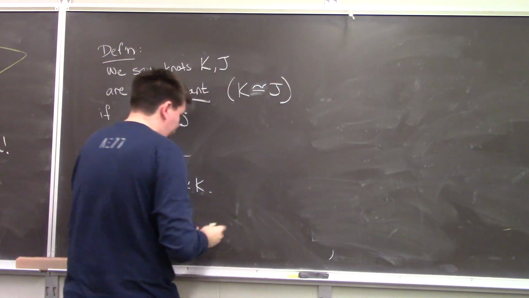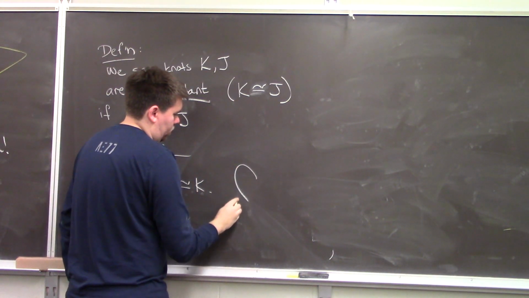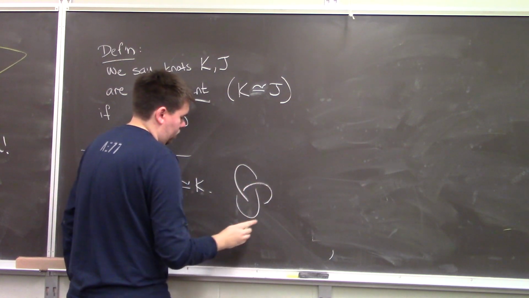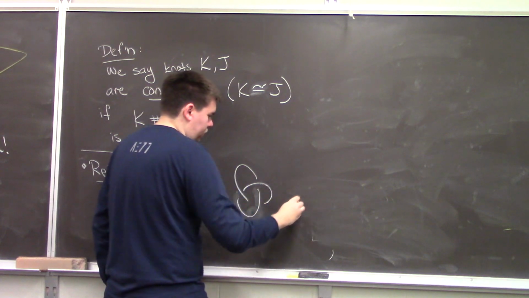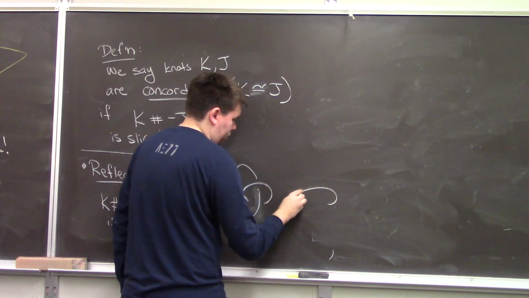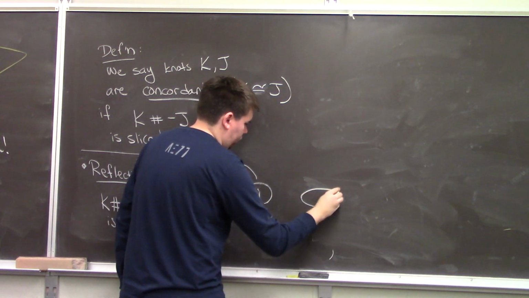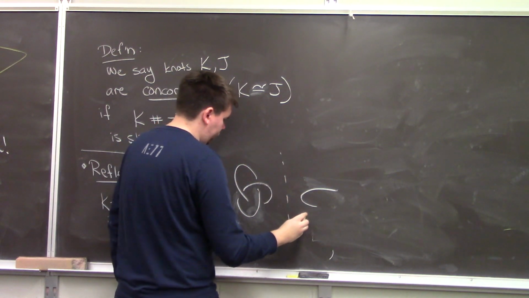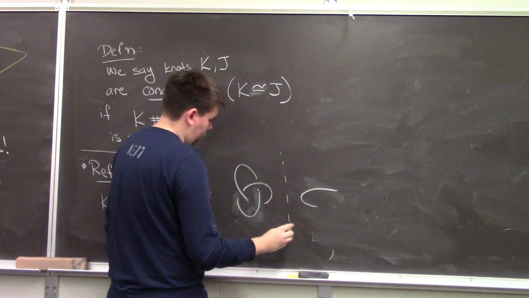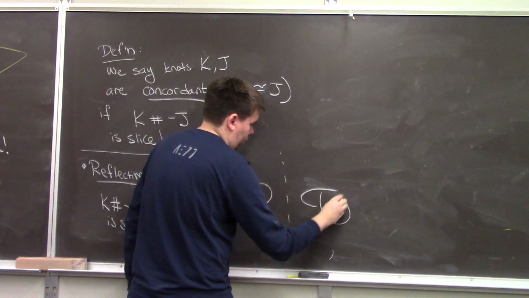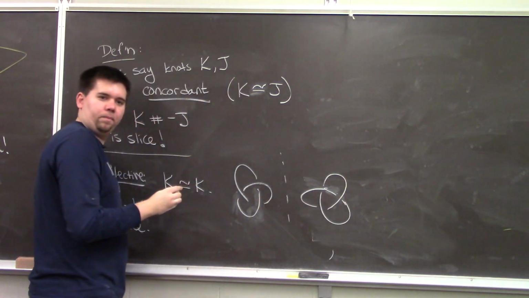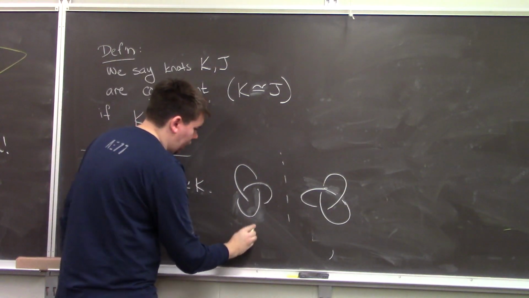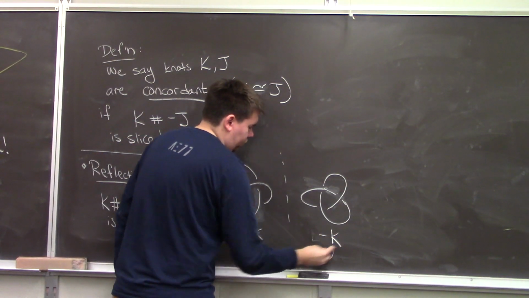Let me take the trefoil. So let's do this guy. And let me take his mirror image. So he's now going to look something like this, mirroring it over some line. So I get, mirrors are hard. I get this, right? So here's the mirror of the trefoil. So this is K. And this is the mirror of K.